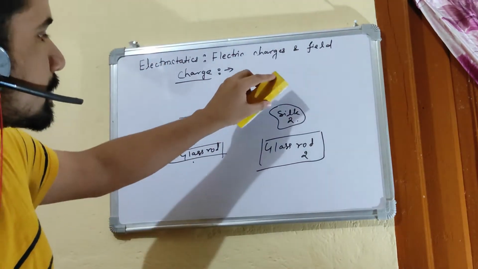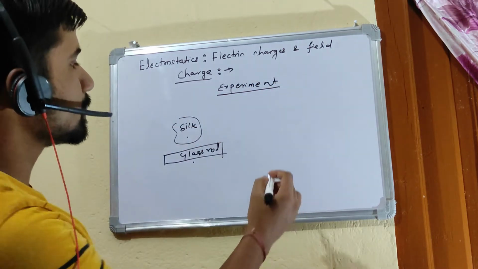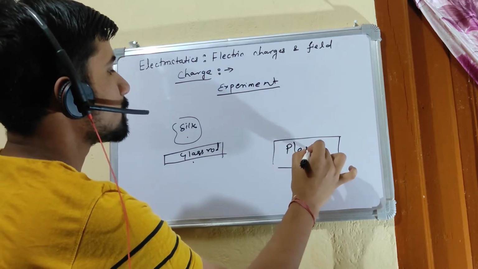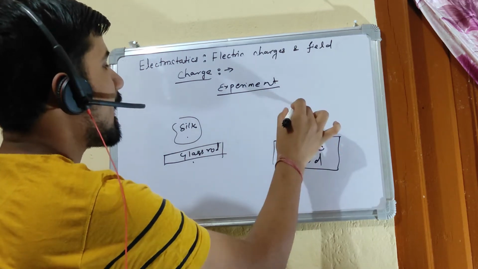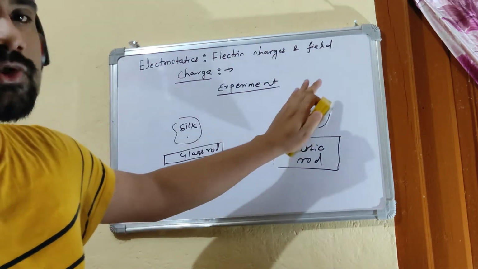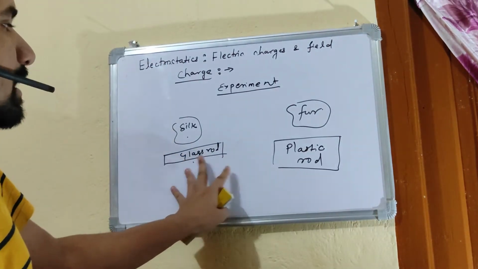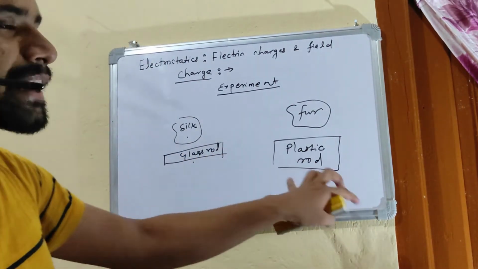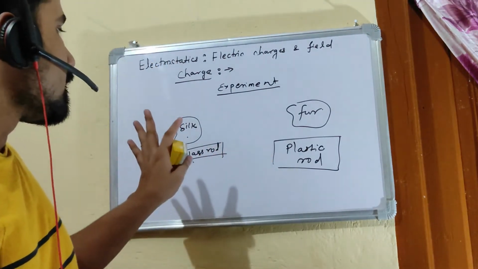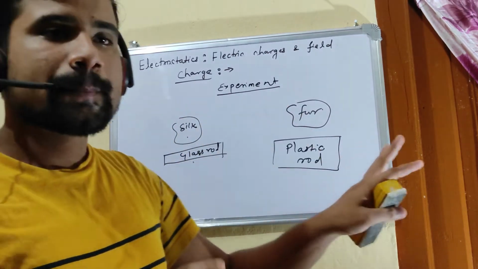Now let me change this glass rod and silk with, let's say, a plastic rod and a piece of fur, and these two are also rubbed against each other. So what was observed is that this glass rod and this plastic rod seem to be attracting each other, and the case is opposite with glass rod and fur, which seem to be repelling each other.